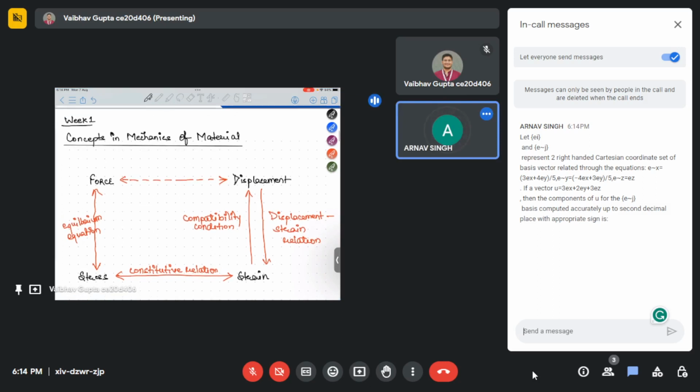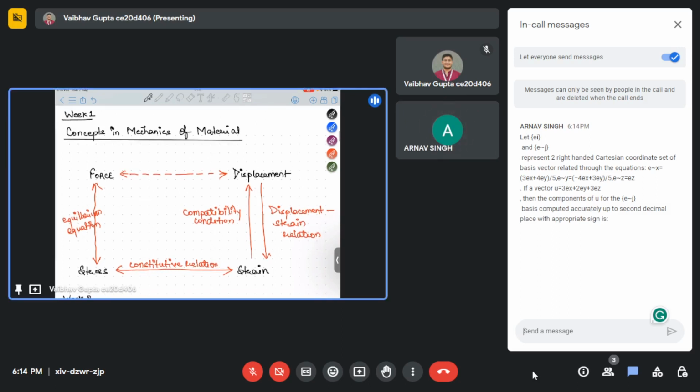Yes, sir. Okay. So basically in week 1, what I was telling, like we covered 4 concepts, like the relation which will be used in mechanics of material is force, displacement, strain and stress. The force and displacement can't be related directly, so we need additional 2 quantities, that is strain and stress, which will give us the dependence on material and geometry of the body.